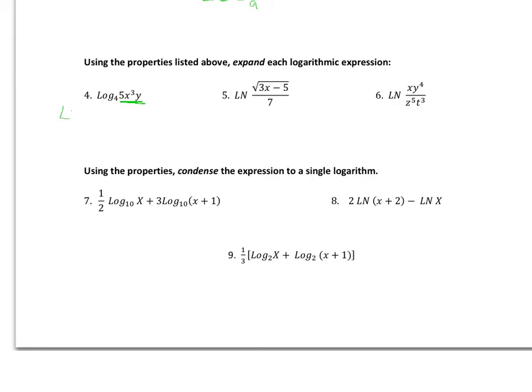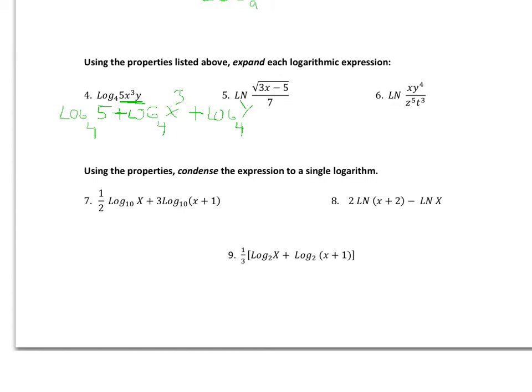So I'm going to keep the base the same. I'm going to have log base 4 of 5. Then plus log base 4 of x cubed. And then plus log base 4 of y. So I'm expanding it to 3 logarithms because I'm multiplying 3 quantities for the argument: 5, x cubed, and y.